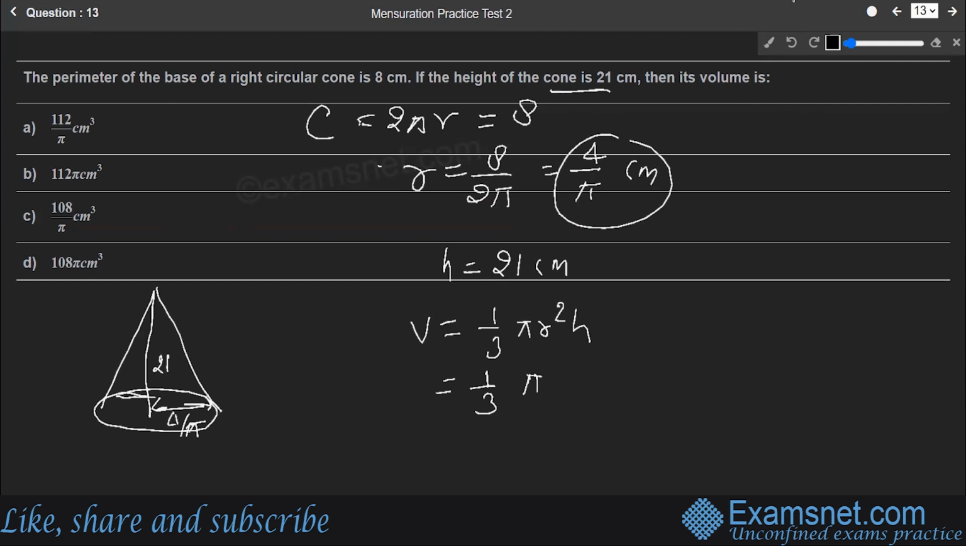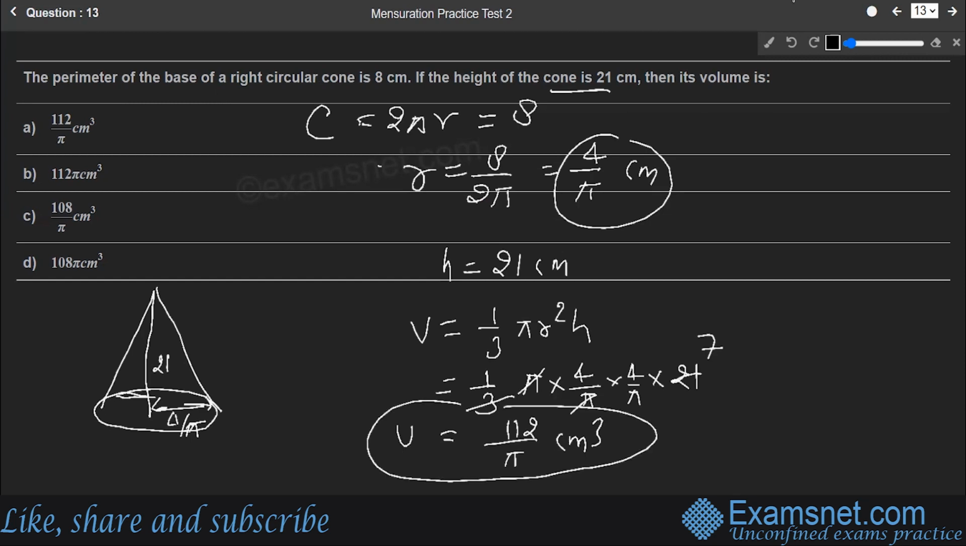So it's going to be pi into r value, 4 by pi, whole square, into h value, 21, all multiplied by 1 by 3. So clearly we are supposed to solve this particular equation. If we solve this, pi and pi get cancelled, then we can cut down some more values. 3 can cut this 21 by 7. So it's coming out to be actually 112 divided by pi centimeter cube. So that is the volume. Because all the options are given in terms of pi only, we don't need to solve this further. Volume is 112 by pi centimeter cube.